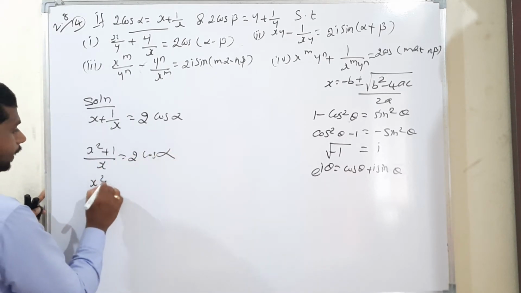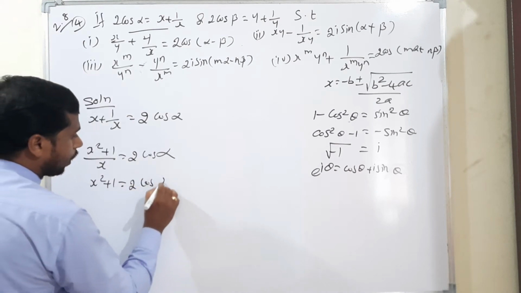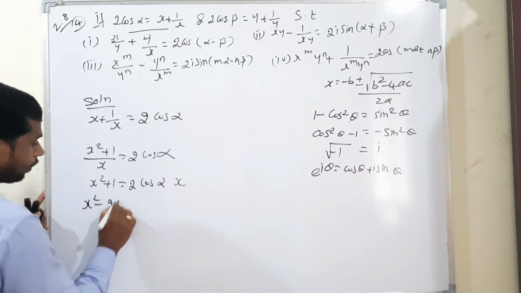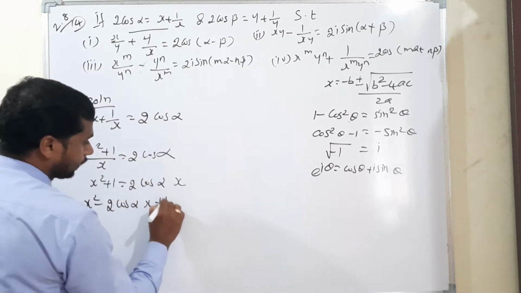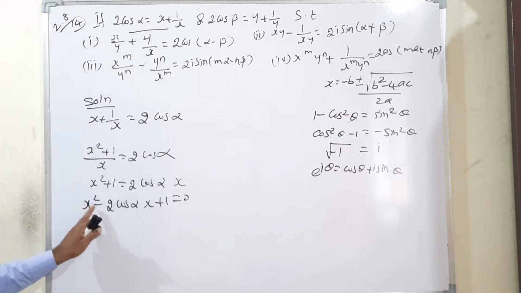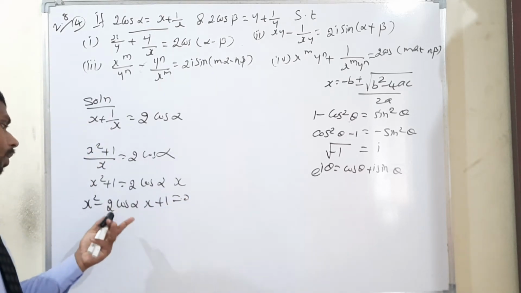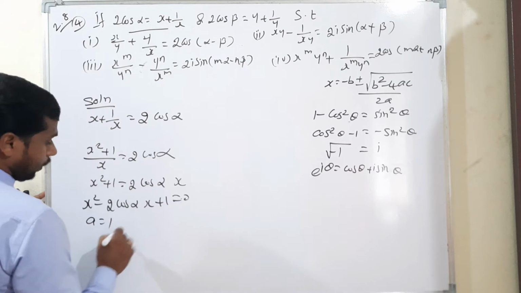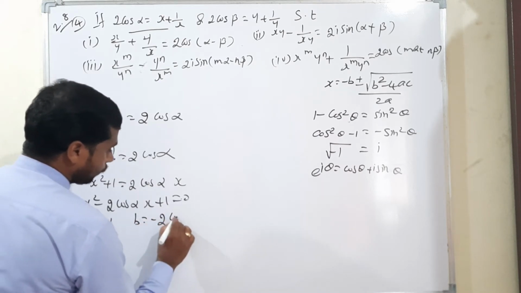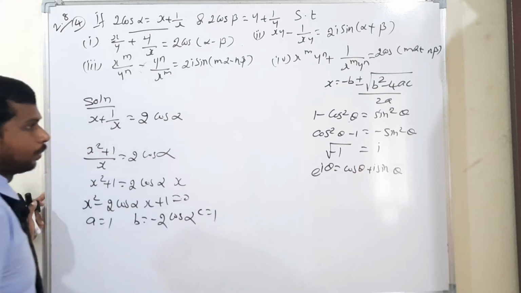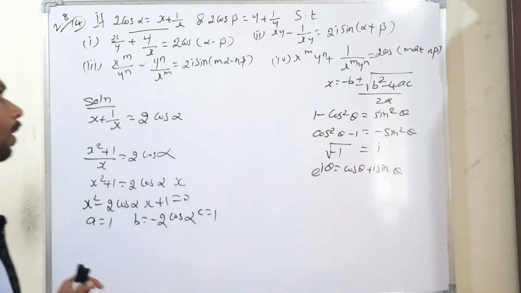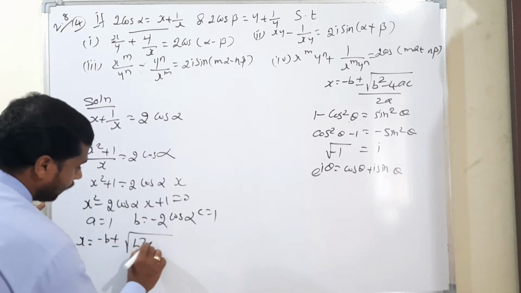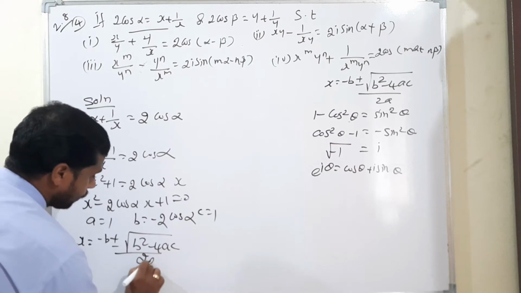Again cross multiplying, x square plus 1 is equal to 2 cos alpha x. Bringing 2 cos alpha x to the opposite side, x square minus 2 cos alpha x plus 1 is equal to 0. This is of the form a x square plus bx plus c. The coefficient of x square is 1, therefore a is equal to 1, b is equal to minus 2 cos alpha, and c is equal to positive 1. Then you have to apply the main formula. What is the formula? x is equal to minus b plus or minus square root of b square minus 4ac divided by 2a.